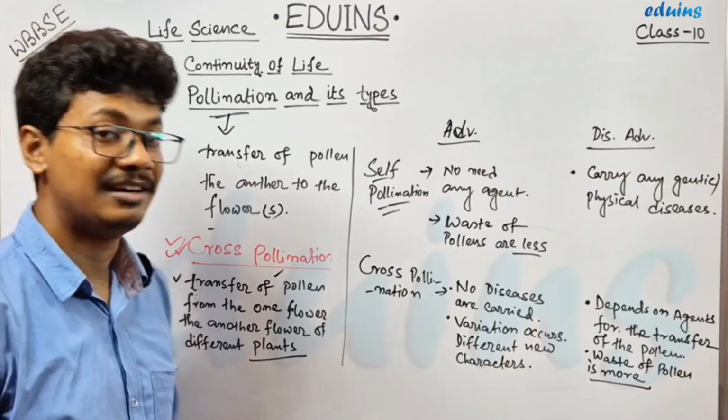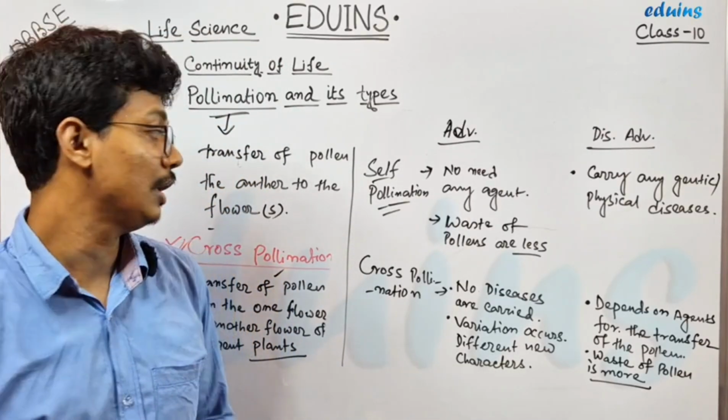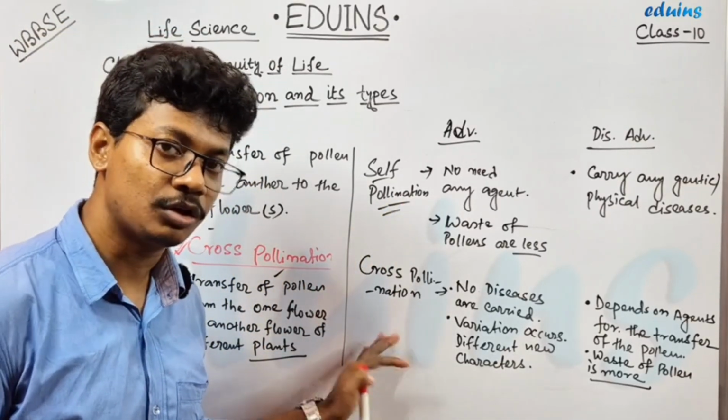So these are the advantages and disadvantages of both self-pollination and cross-pollination.